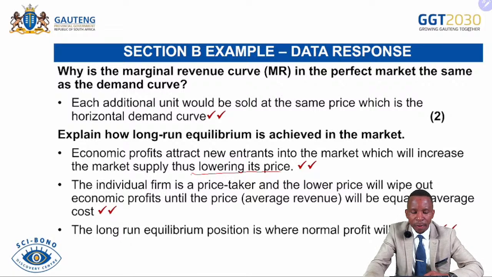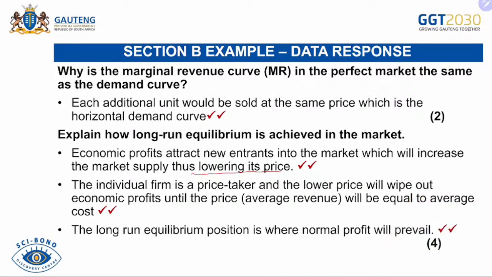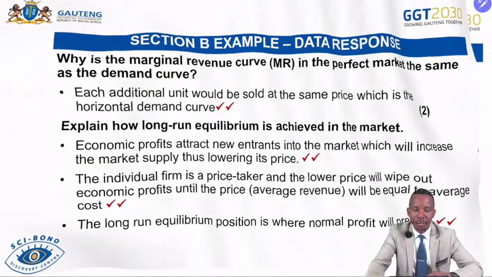And then the individual firm is a price taker, and the lower price will wipe out economic profits until the price or average revenue will be equal to the average cost. That's when the firm is making the normal profit, or it breaks even because it's not making a profit, neither a loss. The long run equilibrium position is where normal profit will prevail. So that is when normal profit will be achieved, where total cost will be equal to total revenues, or average cost will be equal to average revenues.